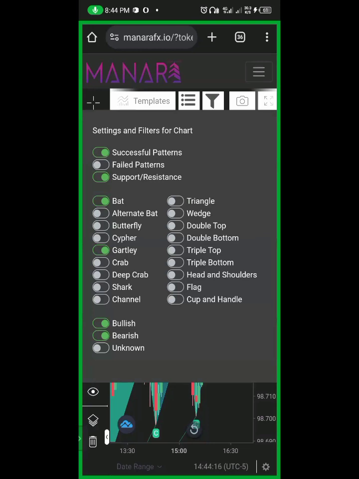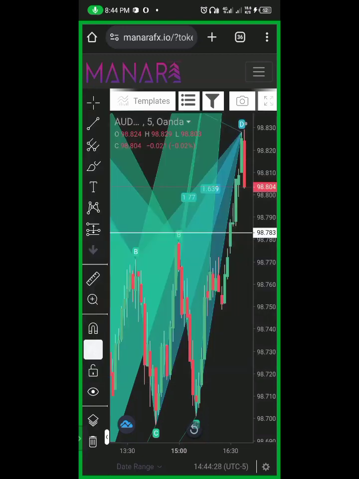Then when it comes to the patterns area, you choose only the bat and butterfly. Turn those two on, switch off the rest. Then you choose only the bullish and the bearish. That's all you need to do on this funnel. As soon as you're done, you tap the funnel again, so this will close up and disappear.